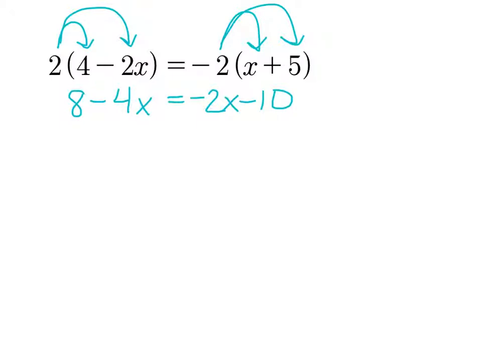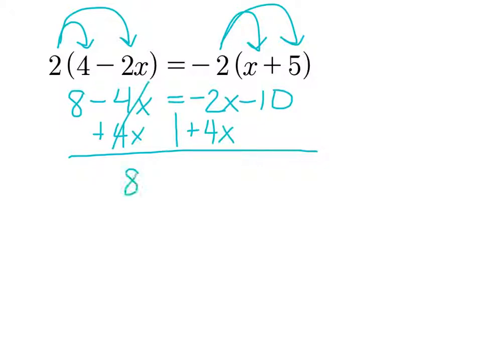And the next step is eliminate the smaller value of the variable. Well, this time I have negative 4x. Remember, we see a minus as a negative. And negative 2x. Well, negative 4x is smaller than negative 2x. So add 4x to each side of this. That leaves me an 8 on the left. Negative 2 and positive 4 adds up to positive 2. And then positive 2x minus 10 on the right. So 8 equals 2x minus 10.